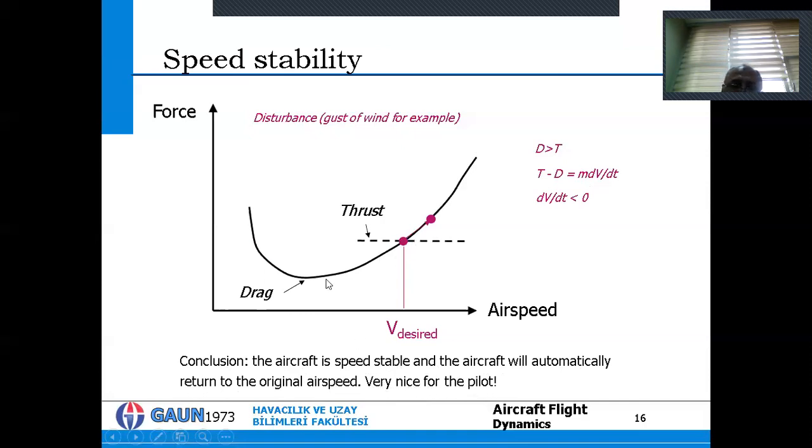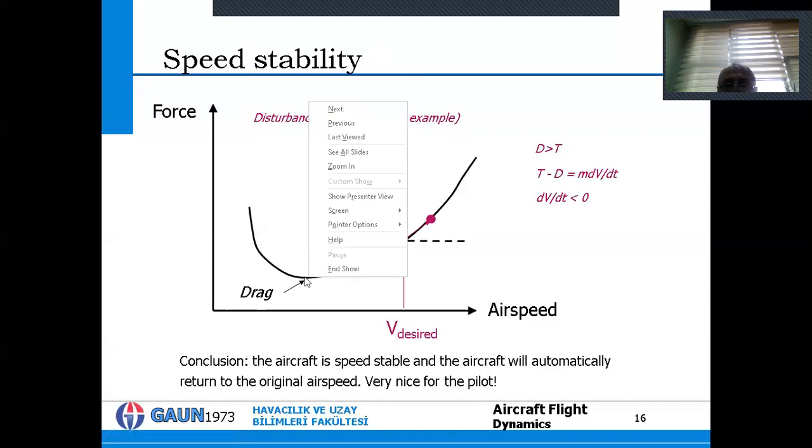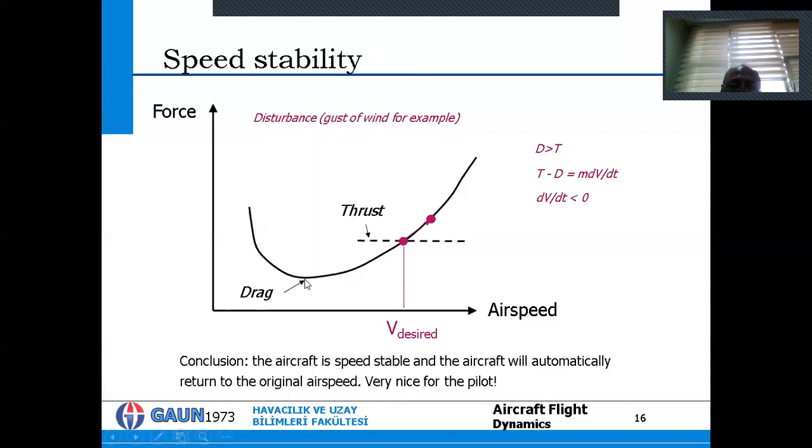So the total conclusion: at this point here, the airplane is neither stable nor unstable, or neutrally stable at this point. And for this part, the airplane is speed stable.